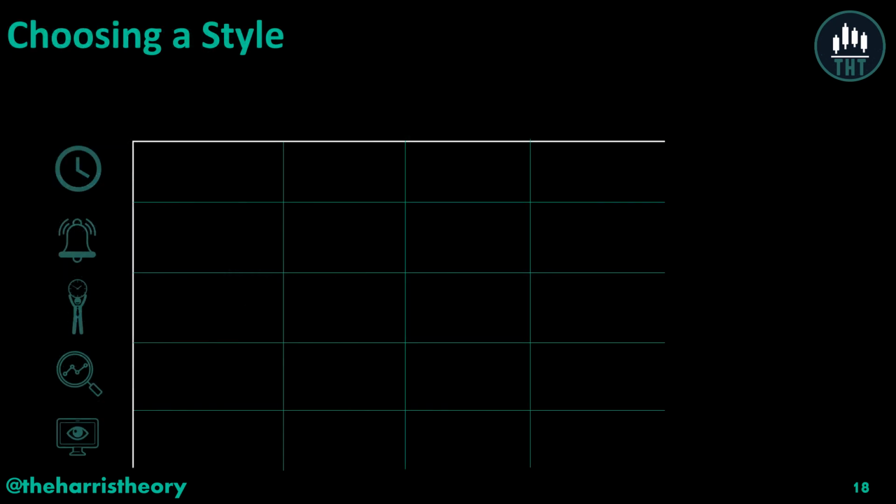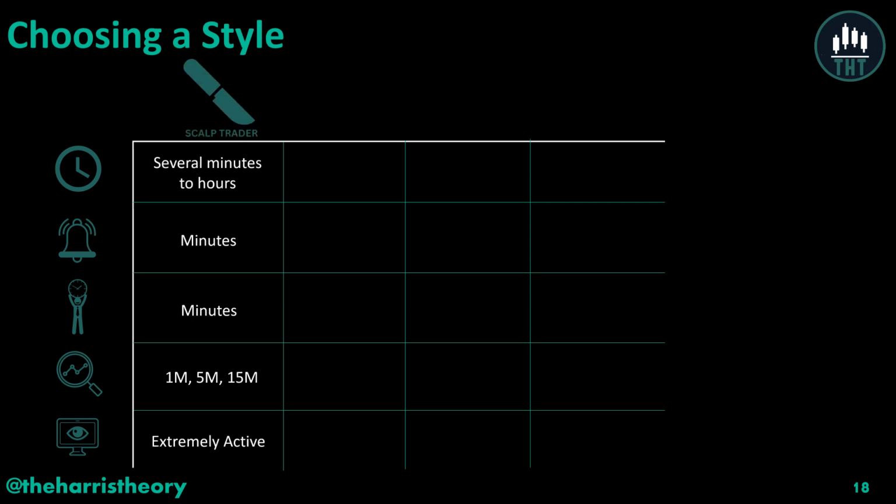Choosing what type of trader you want to be is really important. So I've got a couple of items that we're going to look at and help you to determine what type of trader you want to be. On the left icons, we can see we've got trade style, alerts, hold time, analysis, and monitoring of trades. If you were to be a scalper trader, you're going to be looking at several minutes to hours. Your alerts or trade signals for entry could be within minutes. Your hold time is possibly and more likely minutes. Your analysis is going to be undertaken on the 1 minute, 5 minute, and 15 minute charts. And in terms of monitoring trades, you're going to be extremely active.